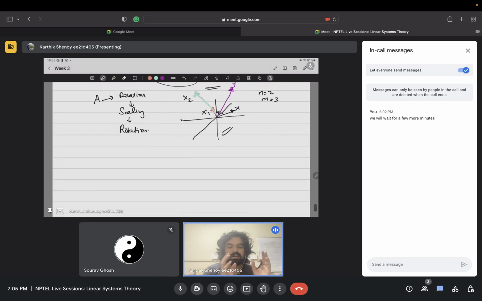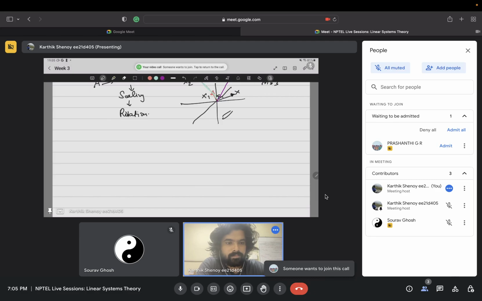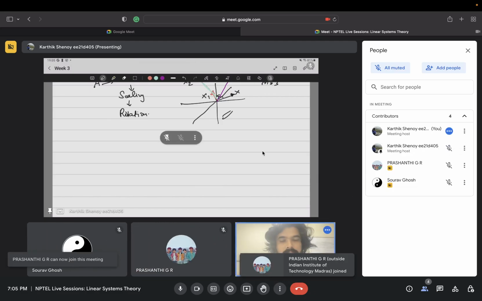So, we are viewing this as a decomposition of the properties of a matrix, and this decomposition is called singular value decomposition. Now, why do we use singular value decomposition? First, before that, how do you obtain it?